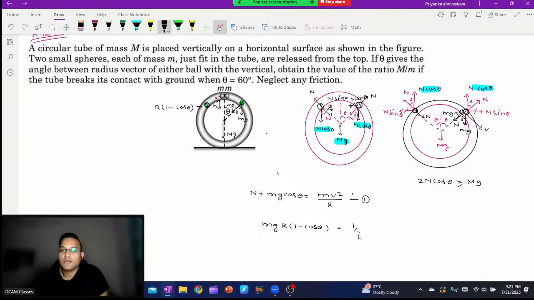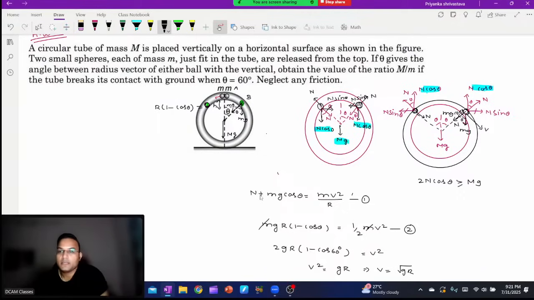mgh is equal to half mv square. Law of conservation of energy between this point and this point. So theta is 60 degree. So v square is 2gr into 1 minus cos 60. Cos 60 is your half. So v square is equal to gr. So v will be root gr.